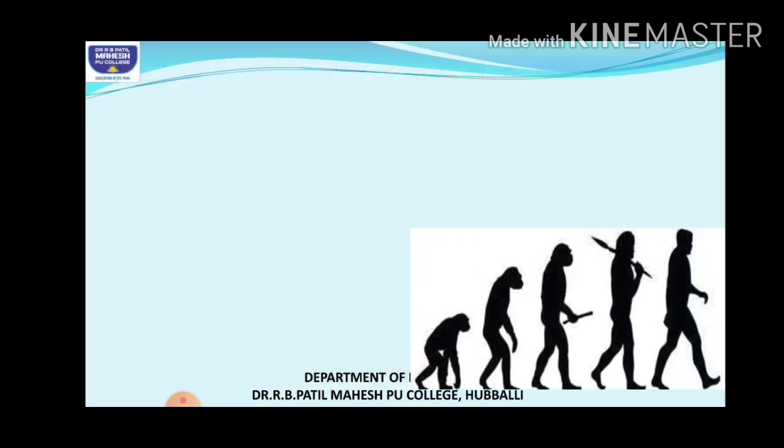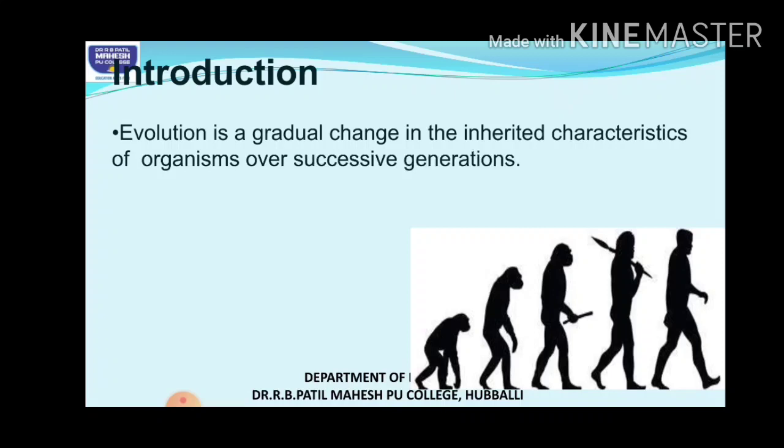Firstly, let me tell you what you mean by this term evolution. Evolution is a gradual change in the inherited characteristics of organisms over successive generations. Students, evolution was not an immediate process that took place in just 1 or 2 days. It was a slow, gradual change. These changes were inherited by the successive generations, that is, passed from one generation to the next generation.